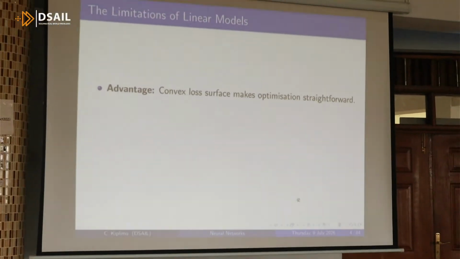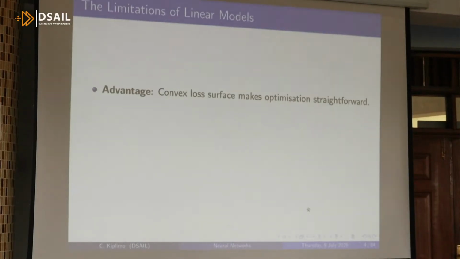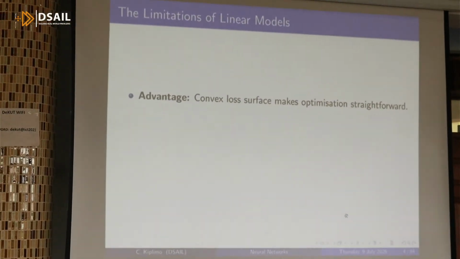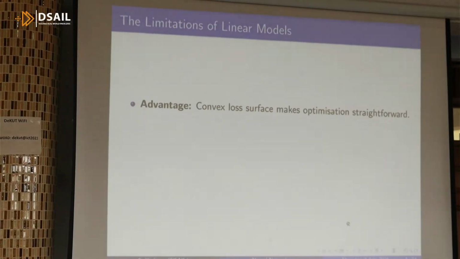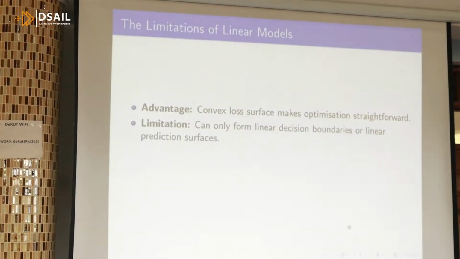One of the reasons why linear models are very attractive is because they have a convex loss surface, right? So when you plot the loss function as a function of the parameters, it's convex in nature. So when it's convex, we know that the global minimum is the same as the local minimum, and so the convergence is very fast. The optimization process is very straightforward, okay?